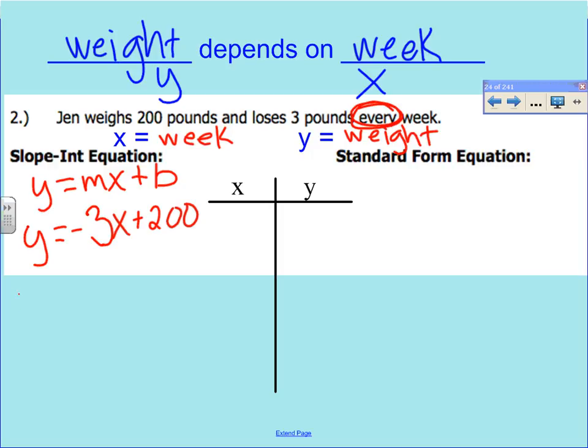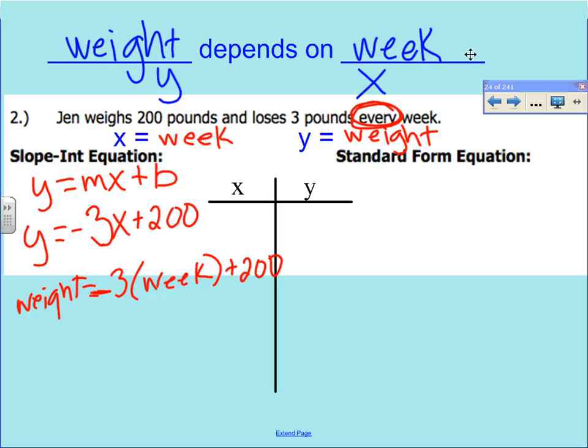Okay, I want you to fill in weight, because y is weight, equals negative 3 times week plus 200. Oops, I didn't mean to do that. My fault. Y is weight. I can't read my own writing. Sorry. Weight, that's y, is equal to negative 3 times week plus 200. Your total weight is equal to negative 3, because you're losing 3 pounds, times the week it is, plus 200. My negative's right here, you just can't see it. Okay, Haley Waters, you okay?